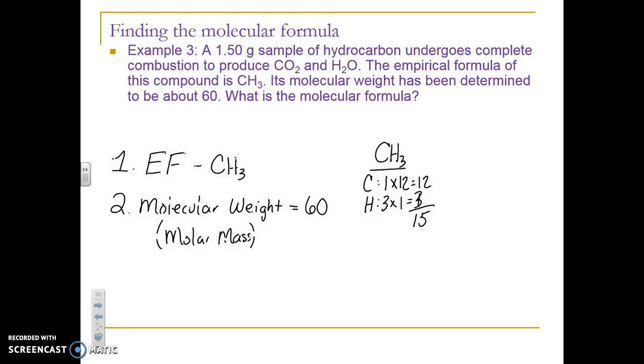So our job now is to figure out how many times larger is that molecular weight than this empirical formula. So to do that, we're just going to divide. So I'll take the molecular weight of the compound divided by the molecular weight of the empirical formula, which tells me that the actual compound is 4 times larger than that empirical formula. So I'll then take that 4 and multiply it by each of our subscripts. So my final molecular formula is C4H12.